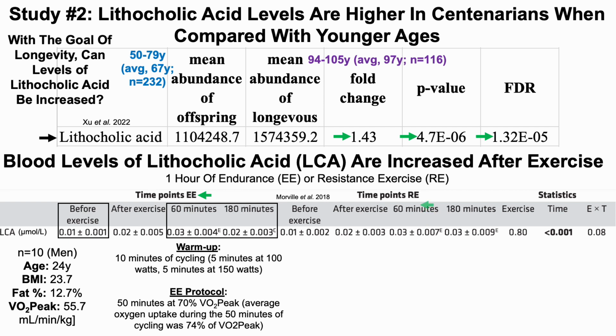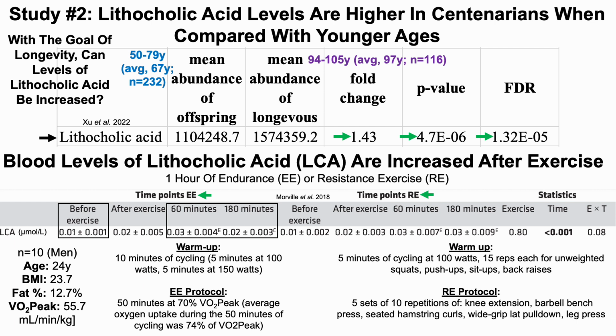All right, so what about resistance exercise or strength training? First, what was the strength training protocol? There was a 5-minute warm-up on the bike, followed by 15 reps each for squats, push-ups, sit-ups, and back raises. And then the actual strength training protocol, aside from the warm-up, was 5 sets of 10 reps each for knee extension, bench press, hamstring curls, lat pull-downs, and leg press.